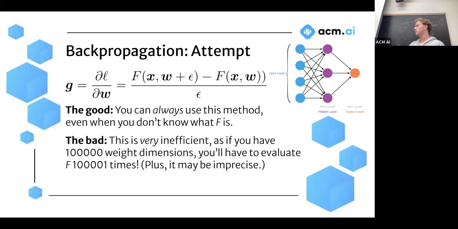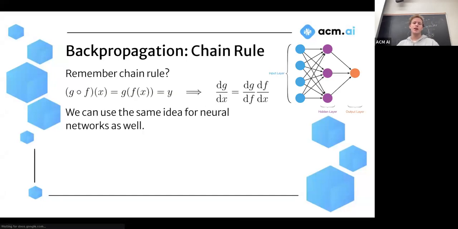But the issue is, for every single weight you have to call f that many times. You have to do this nudging every single time. So if we have 100,000 weights, we have to call f 100,001 times because we also have to evaluate f on the thing itself. So that's very computationally expensive, and sometimes it may be imprecise. If you choose a really small epsilon, then because we're working with floating point numbers, you may run into numerical errors. And if you choose a large epsilon, it may be a really bad approximation of what the gradient actually is. So basically, it's just no good. So what we actually use is our friend, the chain rule.